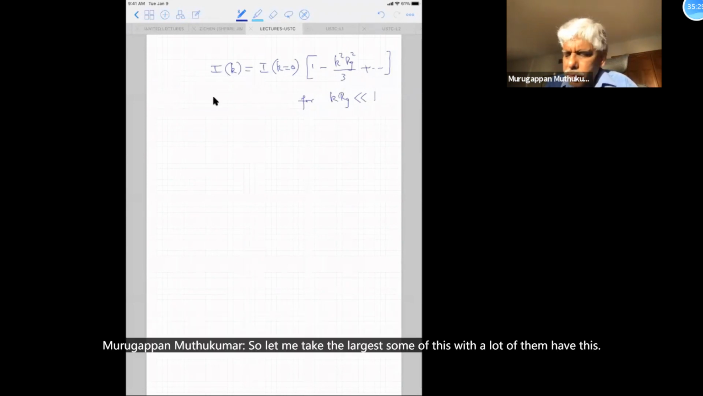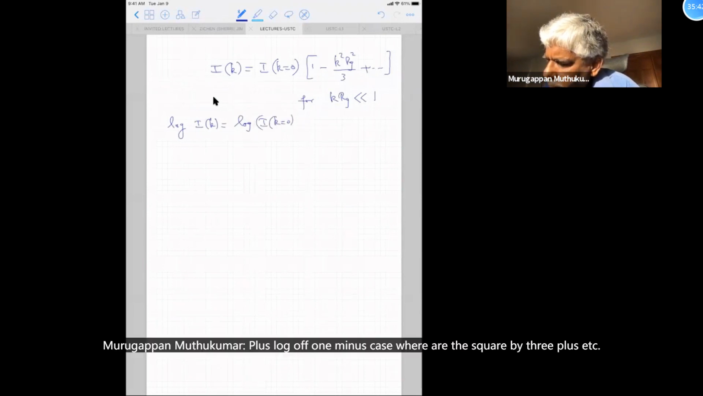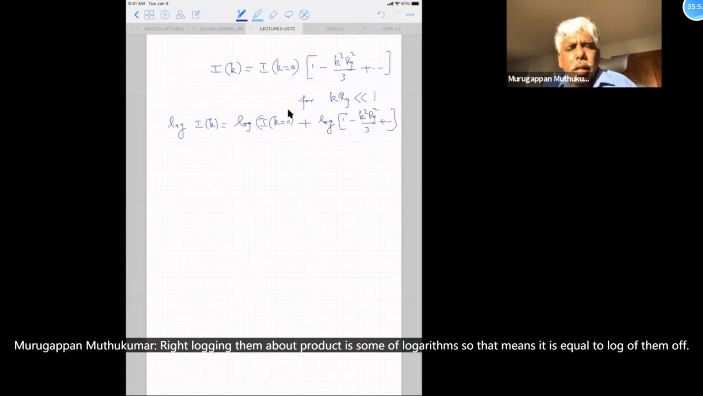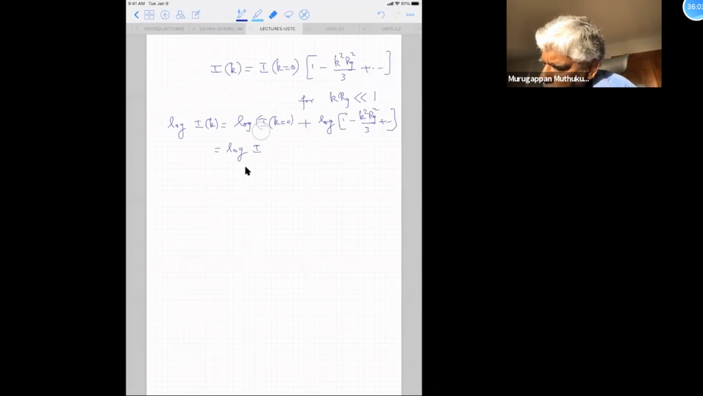So let me take the logarithm of this. Log of I of K is equal to log of I of K equal to 0 plus log of 1 minus K square Rg square by 3 plus etc. Logarithm of a product is a sum of logarithms. So that means this is equal to the logarithm of, I'm sorry, I made a mistake here, I of K equal to 0.